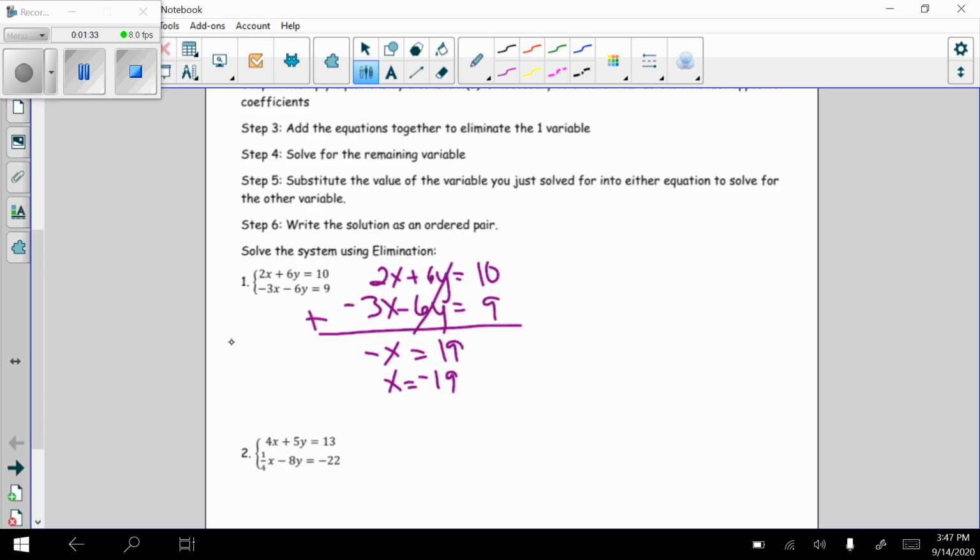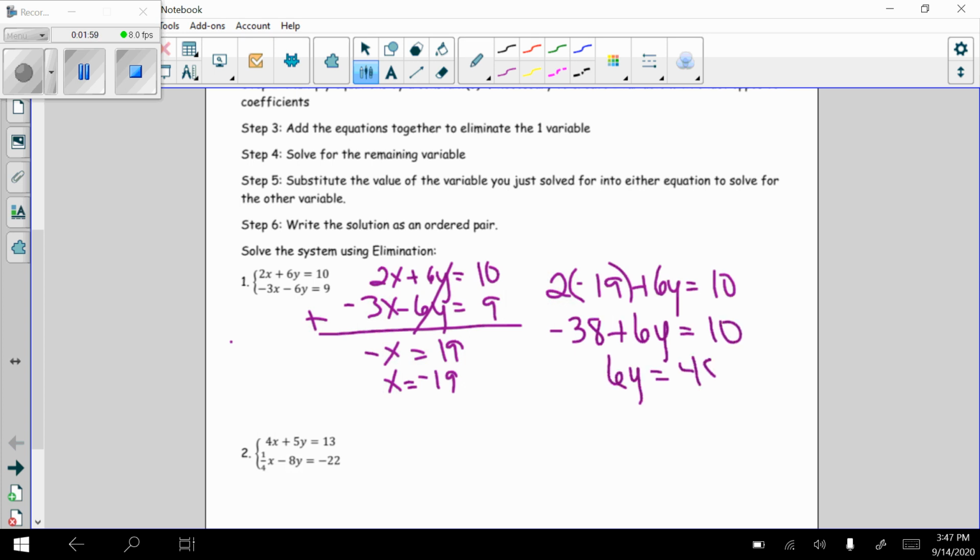So now I can plug that into either equation that I started out with to find out what the y is. It doesn't matter which equation. I'll just pick the top equation. So 2 times, instead of x, I'm going to plug in negative 19, plus 6y equals 10. So 2 times negative 19 gets me negative 38 plus 6y equals 10. Move the 38 to the other side, so I get 6y equals 48. Divide by 6, y equals 8. So my answer, negative 19, comma 8.